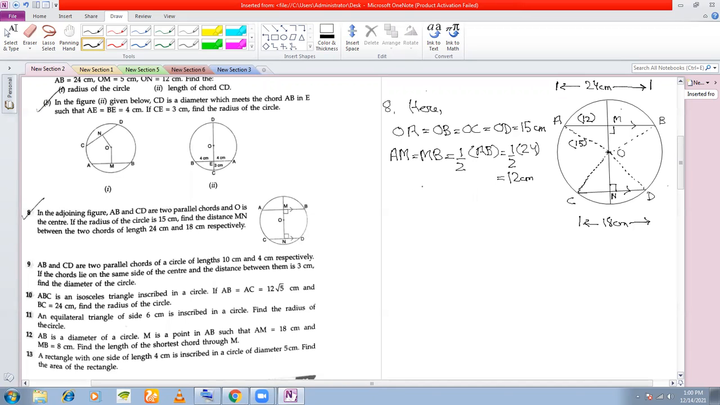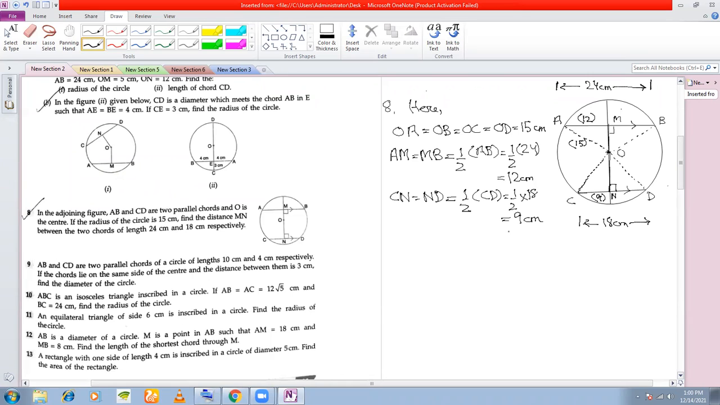And ON is also perpendicular to CD. That means what should be the length of CN and ND? CN and ND must be equal because ON will bisect the chord, half of CD, which is half of 18, which is equal to 9 centimeters, right? So this is 9. What you need to find is the distance between the chords, MN. In order to find the distance between the chords, if I'm able to find this length ON, and if I'm able to find this length OM, then I can say the distance between the chords is the sum of these two, right?